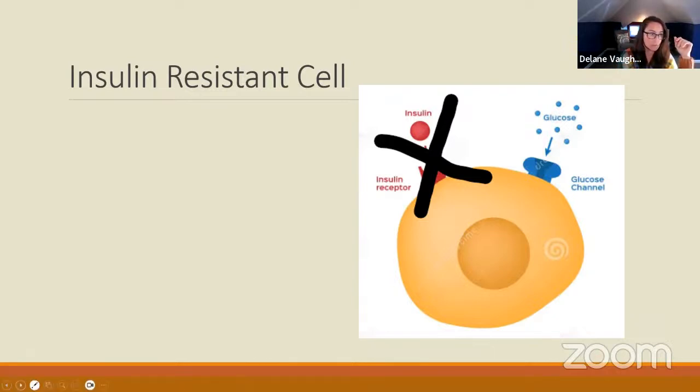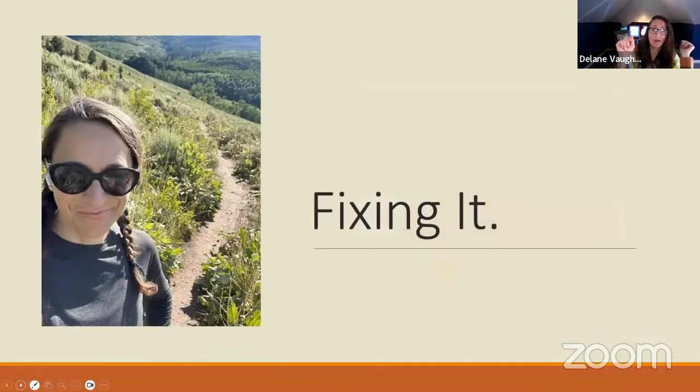I'm going to try to shut this off because it doesn't let me use my mouse then. Oh, well, okay, here, maybe I can do it this way. I apologize. So how do we fix it?